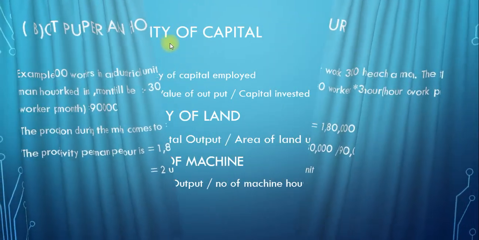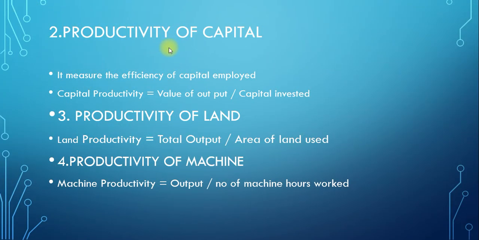The next one is productivity of capital. Generally, capital productivity measures the usefulness and efficiency of capital employed and helps in finding out the rate of return on capital invested in our business. So how can we measure our productivity of capital? CP, meaning capital productivity, is equal to value of output divided by capital investment. I don't mention any example here, it is very easy.